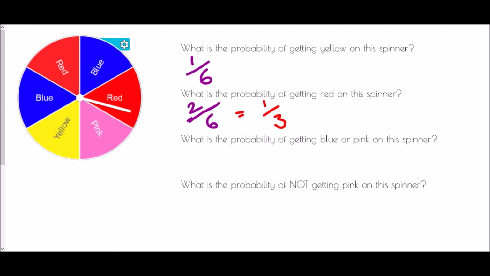What is the probability of getting blue or pink on this spinner? Well, in this case, how many different ways could that possibly happen? Well, there's 1 blue, 2 blues and a pink. So 2 blues and a pink gives me 3 different ways it could happen.